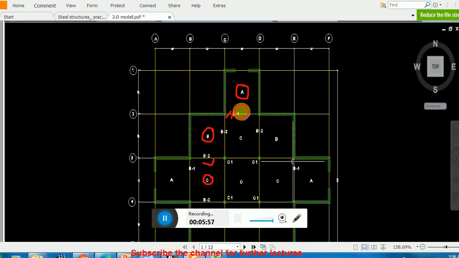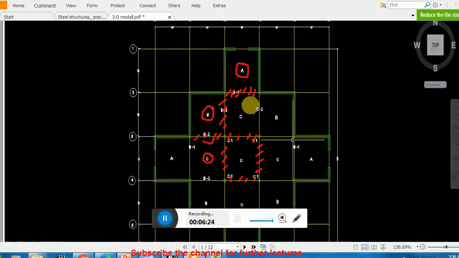These three edges are discontinued, but this edge is continuous. Remember, this edge is continuous. Similarly in panel B, this side of the panel is continued and this side of the panel is continued. Similarly in C, all sides are continued. You must understand which side is continued and which side is discontinued.